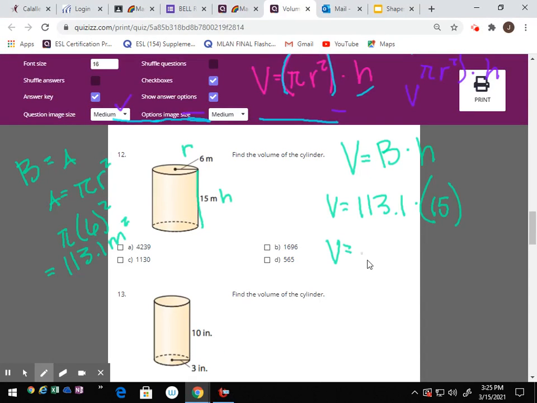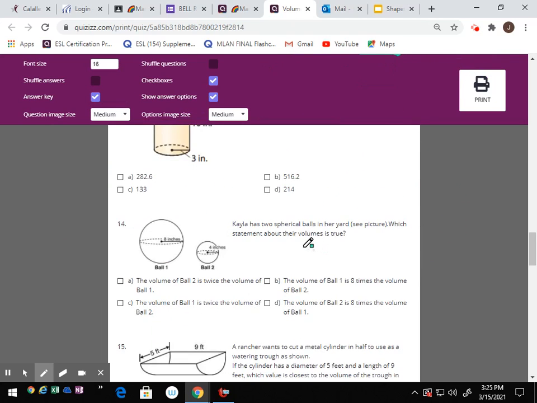So we have volume is equal to 1,696.5 meters, and it's the volume, so it's cubed, to the power of 3. Okay. We can see that answer choice B is our correct answer. It's going to be the closest one to our answer that we found in our calculator. We're going to skip down to number 14.